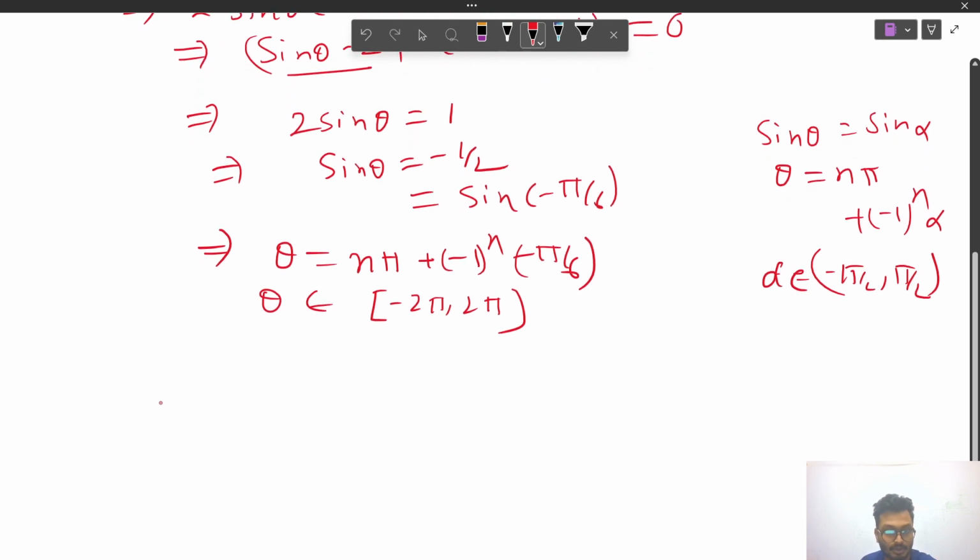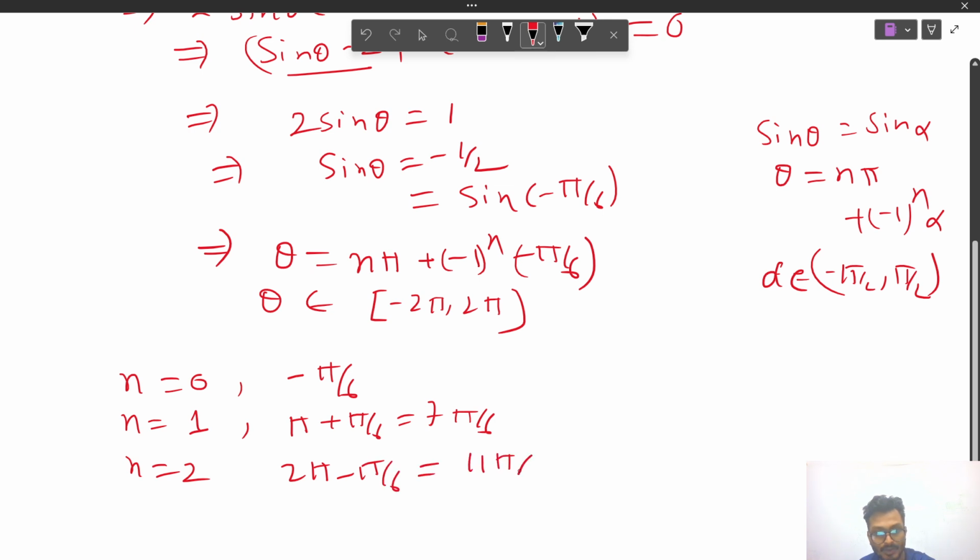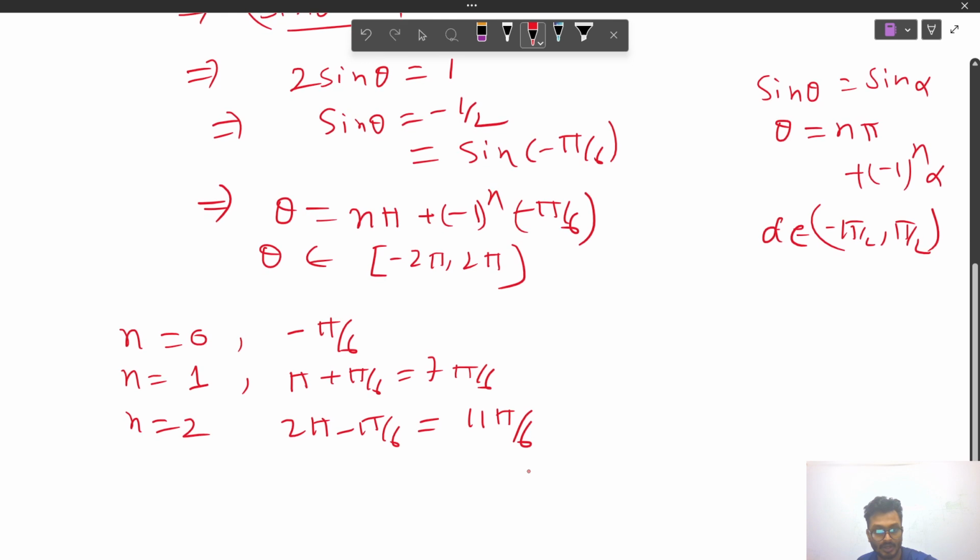So let us put n equals 0. If n equals 0, what we get? Minus pi by 6. If n equals 1, then pi plus pi by 6, it will be 7 pi by 6. Now put n equals 2. So 2 pi minus pi by 6, that means 11 pi by 6. And if we put 3, then it will exceed this region.